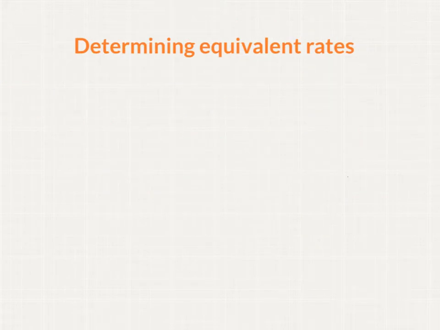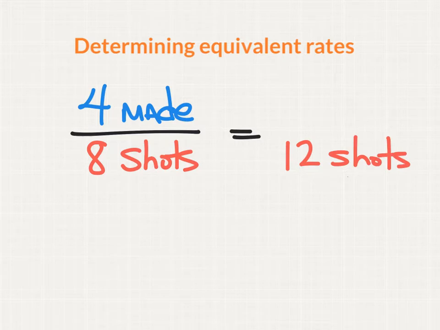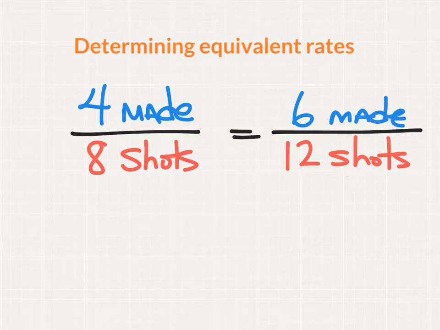In order to determine if two rates are equivalent, I need to determine whether or not the two fractions that these rates are written as are equivalent fractions. For example, what if I said I made 4 shots, 4 made, out of 8 shots taken? So when I took 8 shots, I made 4 of them. Now let's say you went into the gym and you took 12 shots. And when you took those 12 shots, you made 6 of them. How can I find out if these are equivalent rates? Did we shoot the ball at the same rate?